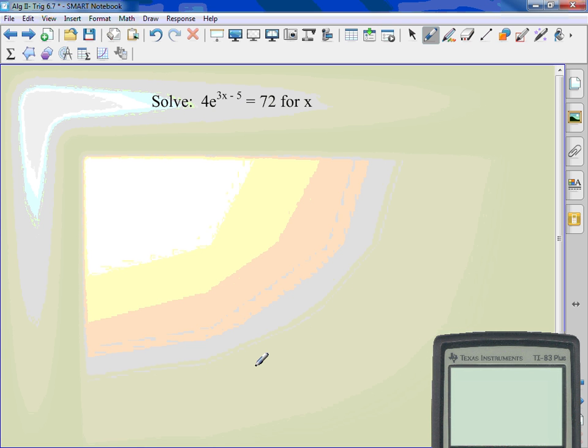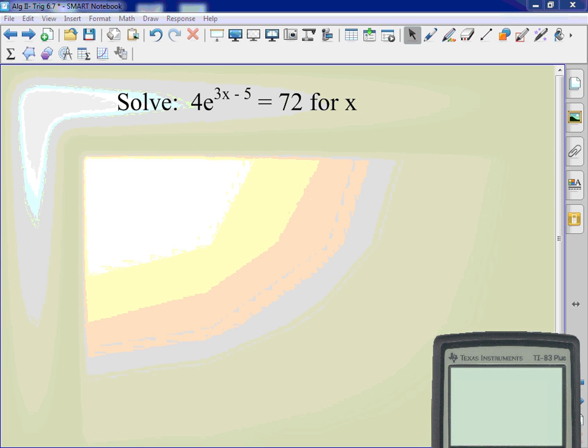Here's this type. These are all different types. We're piecing together all this knowledge from this chapter, putting it all together. I have 4 times e to the 3x minus 5 equals 72. What should be my first step? Divide by 4. You don't want anything in front of the e, the ln, the log, whatever. Divide by 4. So I have e to the 3x minus 5 equals 18.